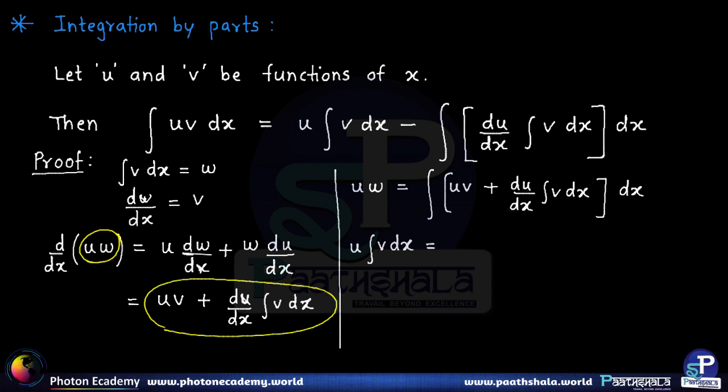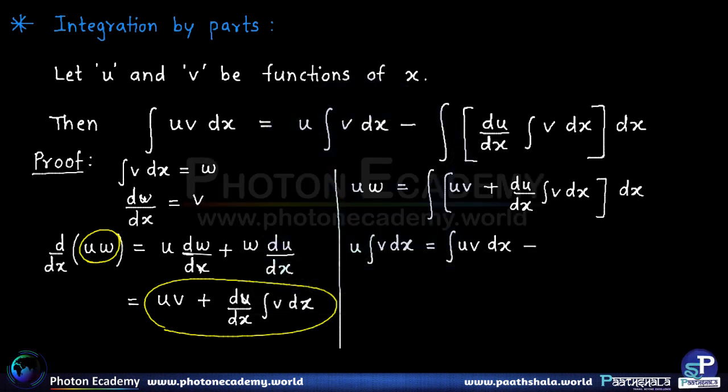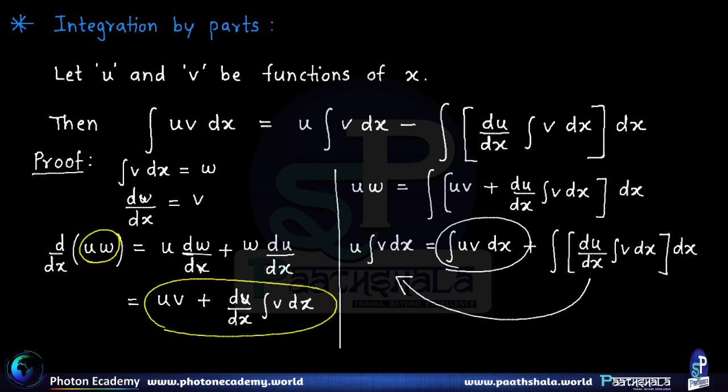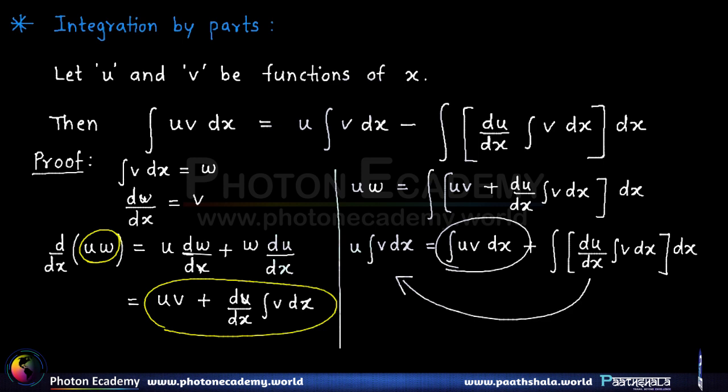and on the right hand side we can break the integral. The first integral is the integral of uv plus the second integral, the integral of du by dx into the integral of v dx, and everything integrated with respect to x. So taking the second term to the left hand side, we will get the integral of uv dx as u into the integral of v minus the integral of du by dx times the integral of v dx. So that is nothing but the statement that we had to prove.